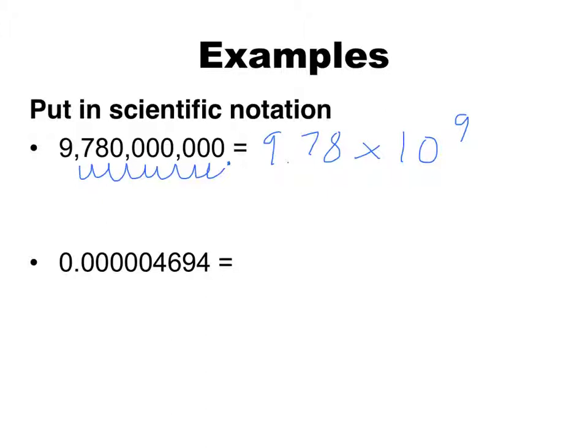Now likewise, here's another small decimal. Let's put this in scientific notation. We're going to move our decimal point over until we get a number between 1 and 10. So we're going to go 1, 2, 3, 4, 5, 6. So we're going to have 4.694 times 10 to the negative 6th. So that's all there is to go between decimal and scientific notation.